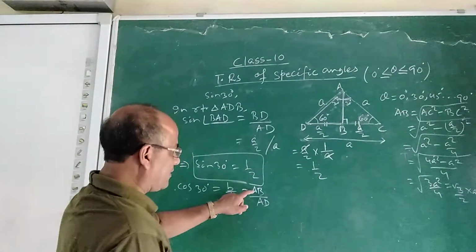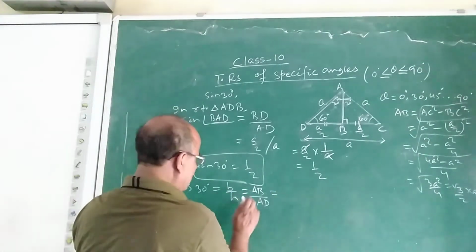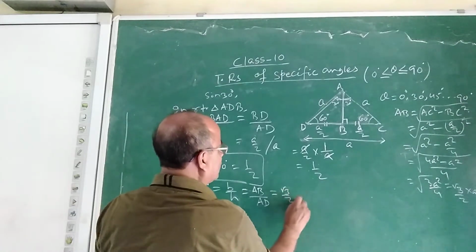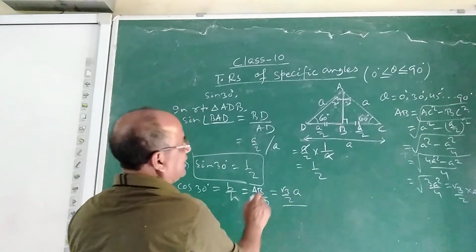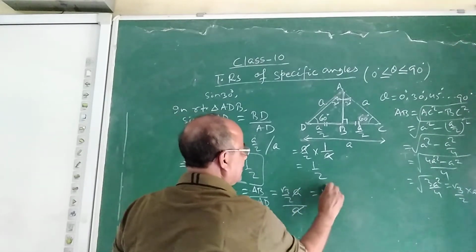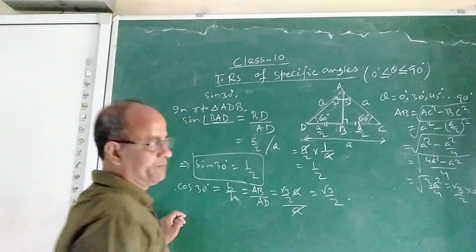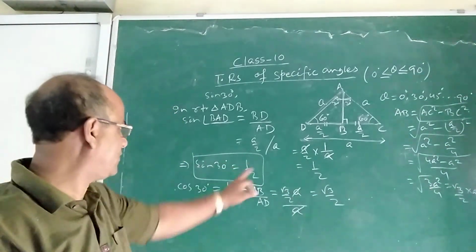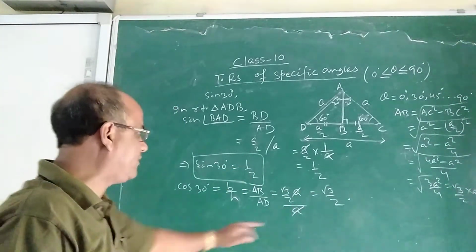So now in place of AB, we will put what? What is the value of AB I got? Root 3 by 2 A, this is the altitude, and AD. AD is how much? AD is A. So A cancels. It is root 3 by 2. So cos 30 is root 3 by 2. Sin 30 is 1 by 2. Cos 30 is root 3 by 2.